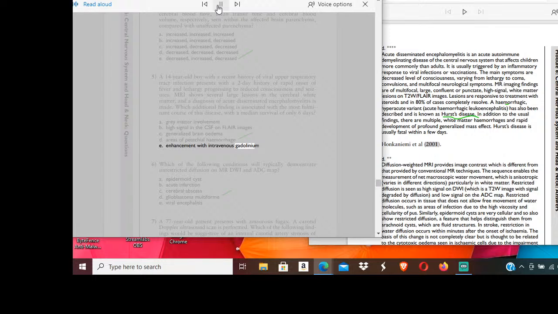Intravenous gadolinium. 6. Which of the following conditions will typically demonstrate unrestricted diffusion on MR DWI and ADC map? A. Epidermoid cyst. B. Acute infarction. C. Cerebral abscess. D. Glioblastoma multiforme. E. Viral encephalitis.